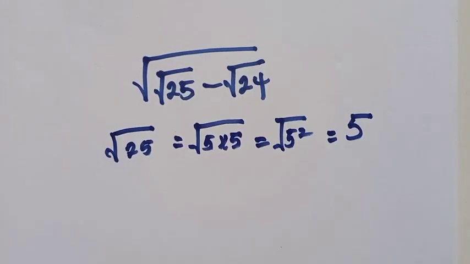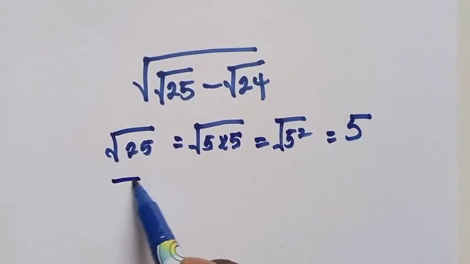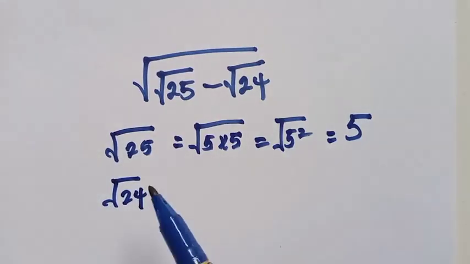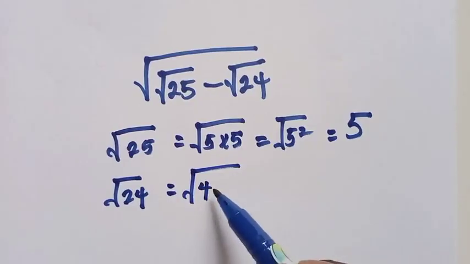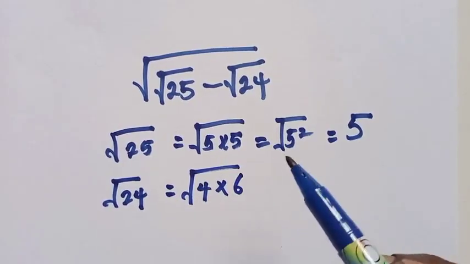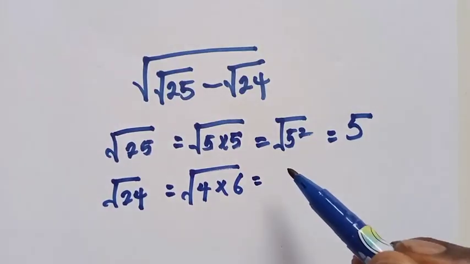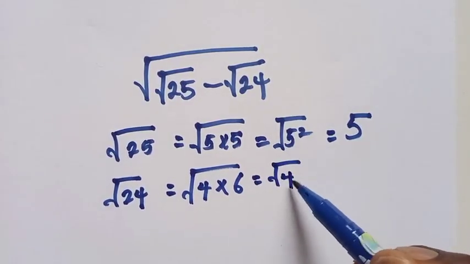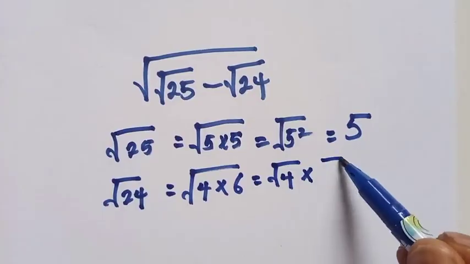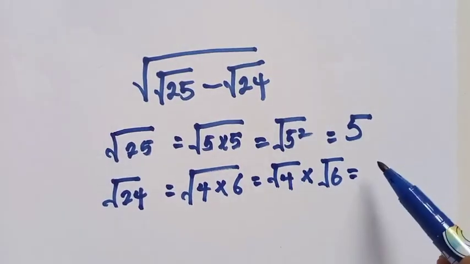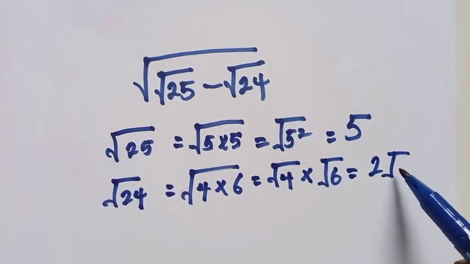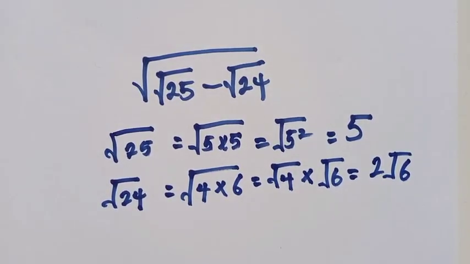So if we simplify root 24, we have root 24 to be equal to root 4 times 6, which is the same as root 4 times root 6, which is 2 root 6.